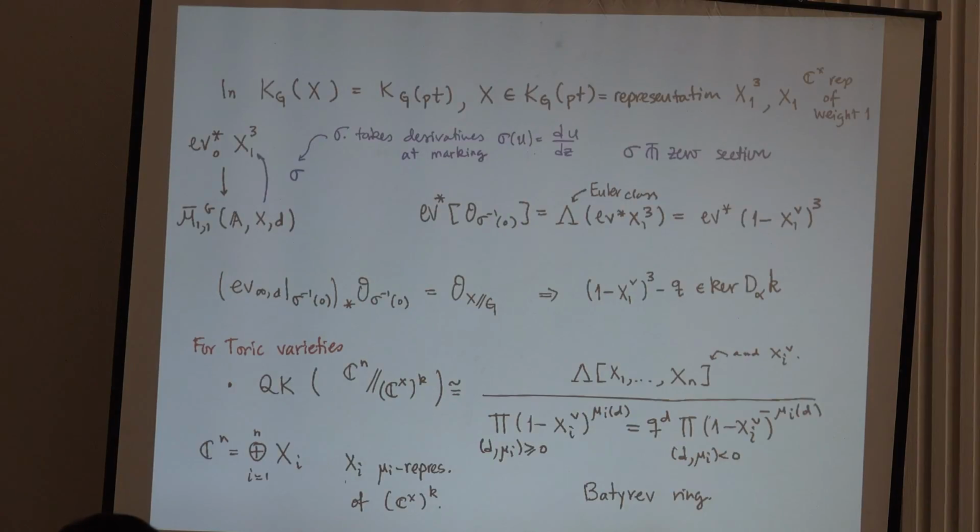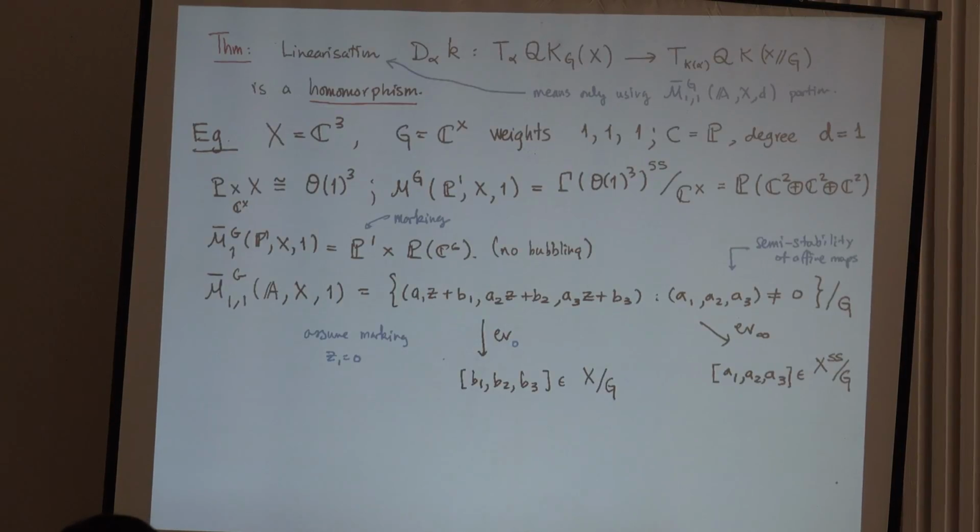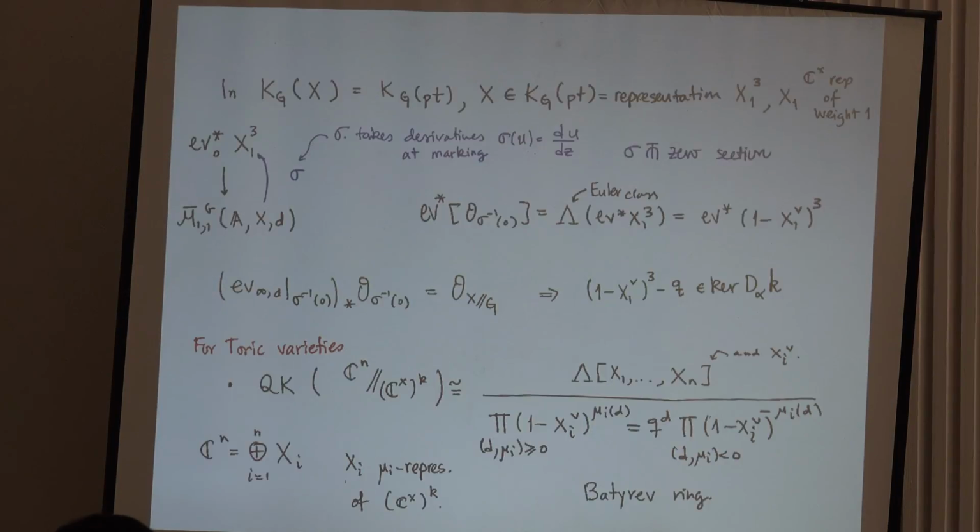And with a tiny bit of work, what it gives you is the relation 1 minus x1 dual. The reason why x1 dual appears is because x itself, in this case, was C3, so x itself is just the sum of the representation. So it's three times x1, where x1 is the C star representation of weight 1. And so the pullback at 0, so this is my marking that I have now. So this is the marking that I am using. So this is M11. This one marking tells me that I am using the linearization of the Kirwan map.